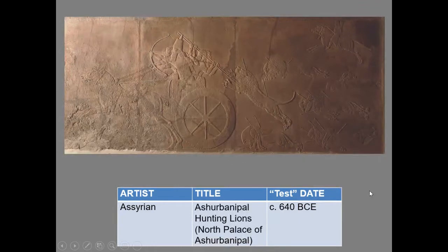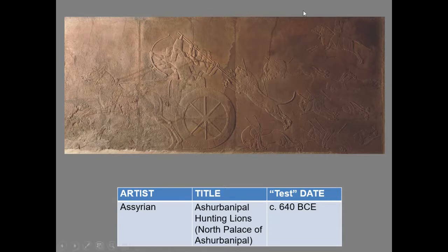My personal favorite of the Assyrian artworks are these low relief depictions of the king hunting lions, and this is part of an enormous amount of decoration from the palace of Ashurbanipal. Now, the king was the only one who was allowed to do this type of lion hunt.